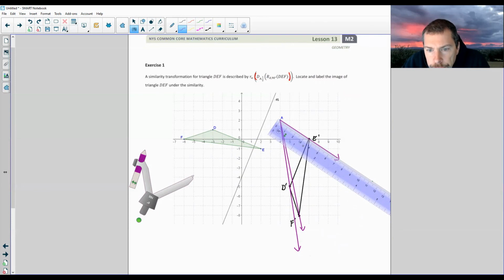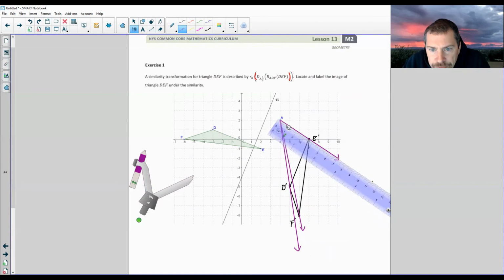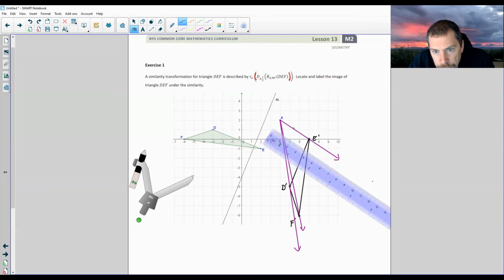Let's see, 30 what? 35 centimeters maybe? Half of 35 is 17.5. So halfway between A and E prime is 17.5, which is right here. So this will be E triple prime.